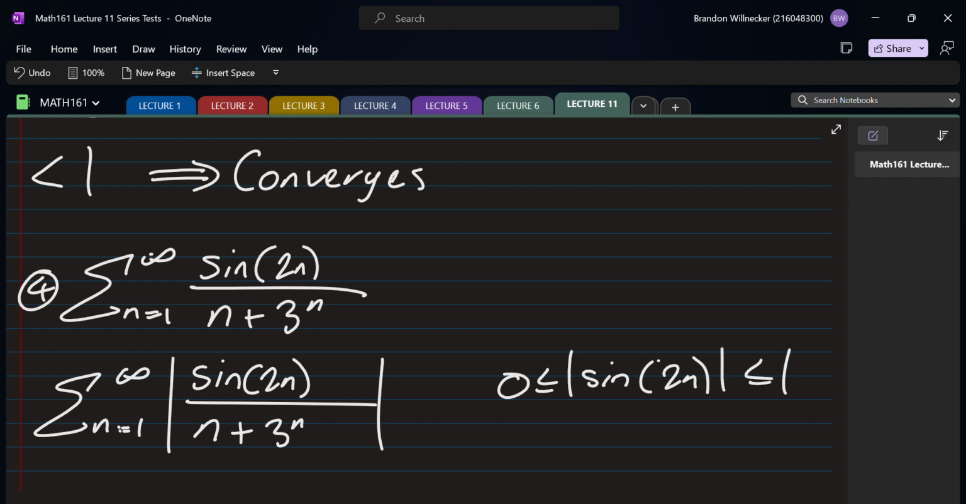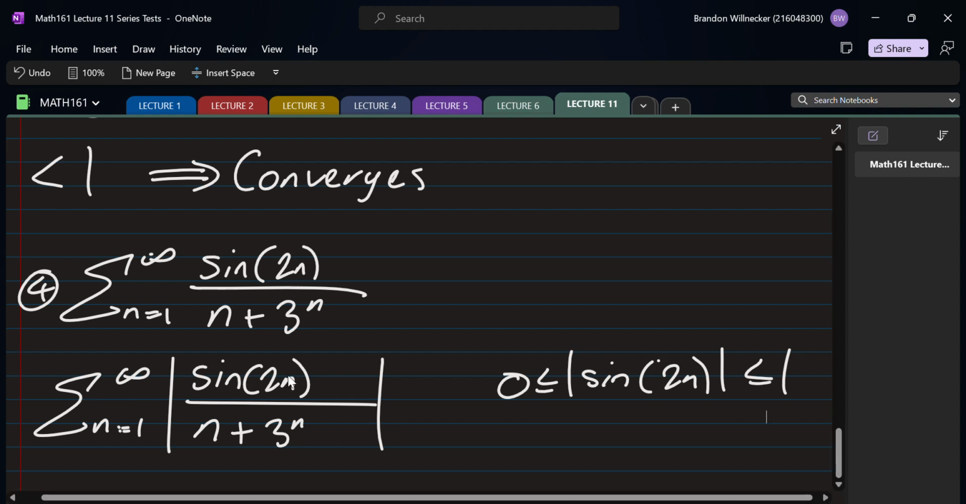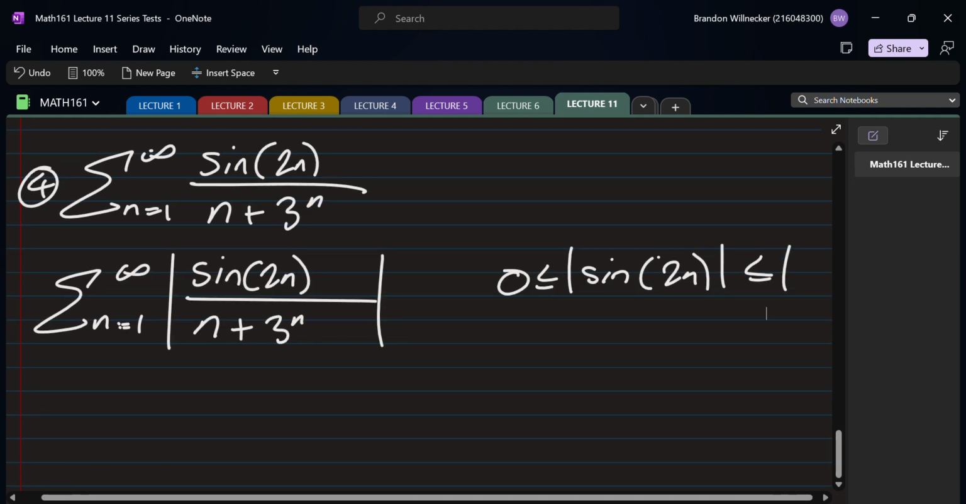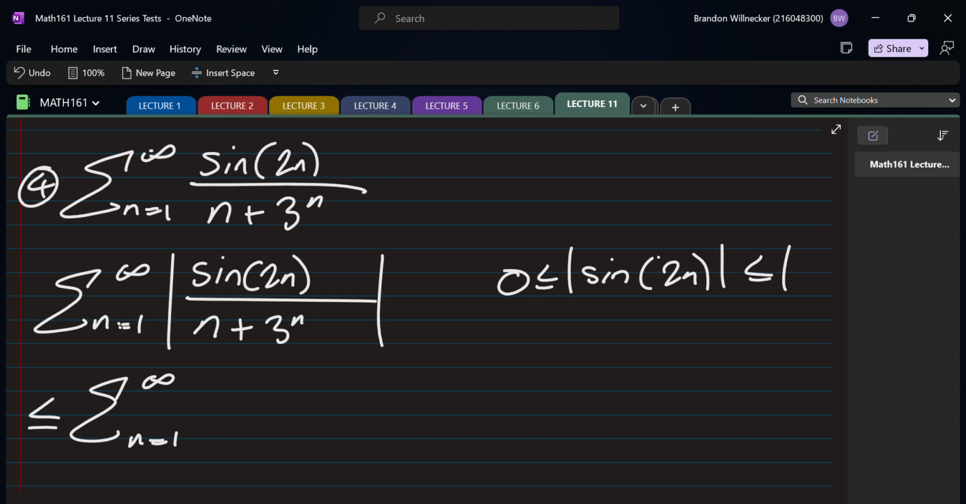Okay, so since it is never greater than 1, we can replace the function with 1, and that will make it bigger. Okay, since that function is less than 1. So this is less than or equal to the sum from n equals 1 to infinity. We've replaced the sine function with 1, so that makes this right-hand side bigger than what it was before. So that will be 1 over n plus 3 to the n.